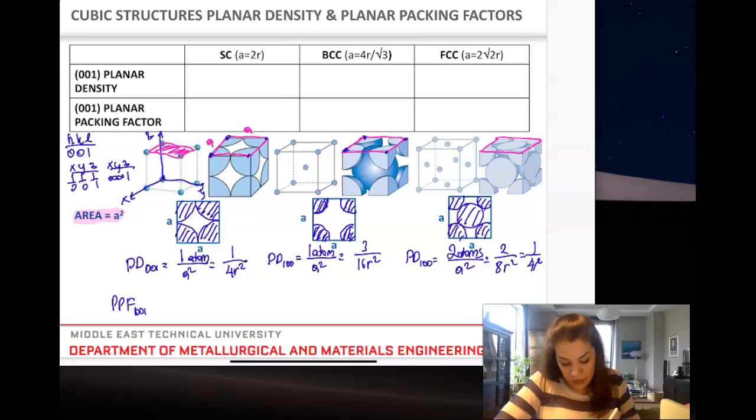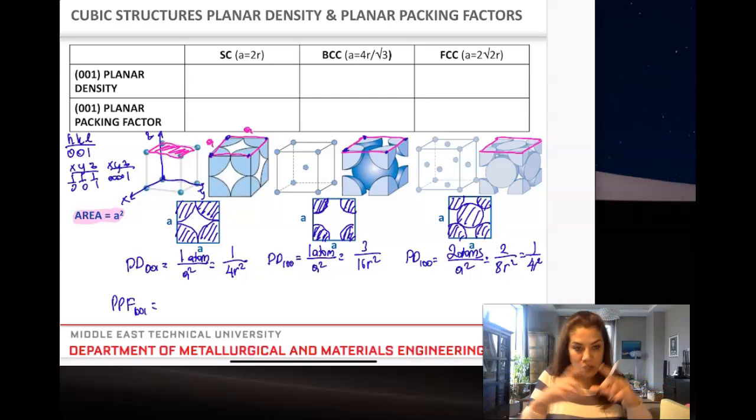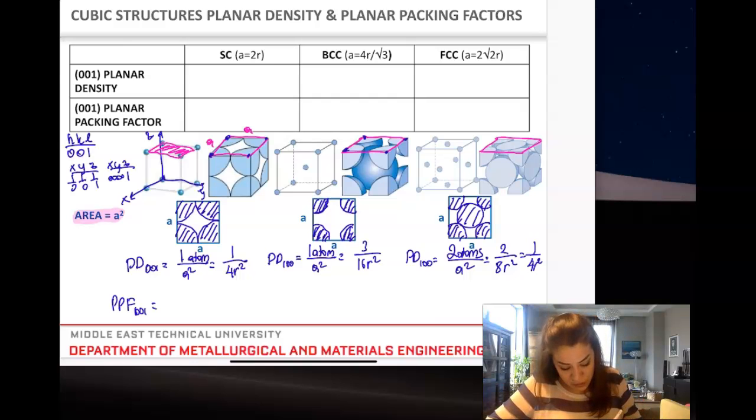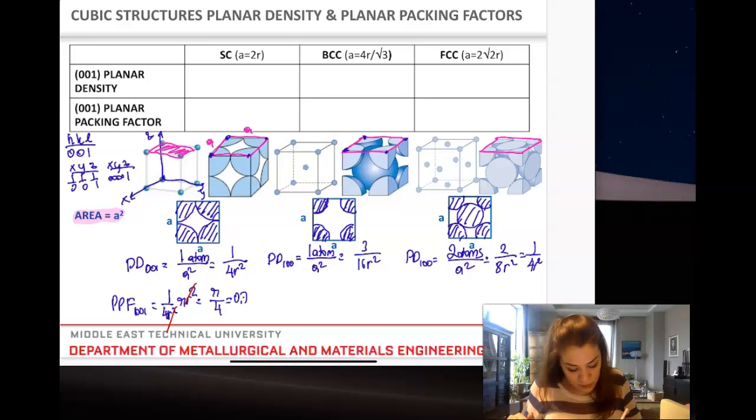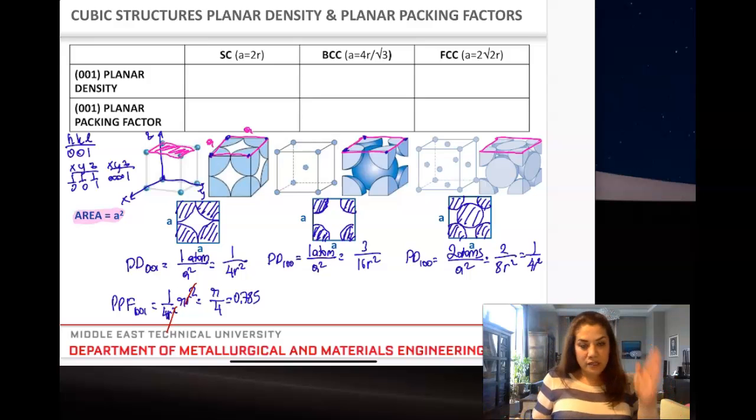Since this is an area, a two-dimensional view I'm looking at, I'm going to multiply the number of atoms with the area of the atom. What is the area of an atom cross-section? It is the cross-sectional area of the atom, right? That cross-sectional area is pi r squared, a simple circle. So if I multiply planar density 1 over 4 r squared with pi r squared, the r's cancel out, and that gives me pi over 4, which is equal to 0.785. The same story is for FCC.